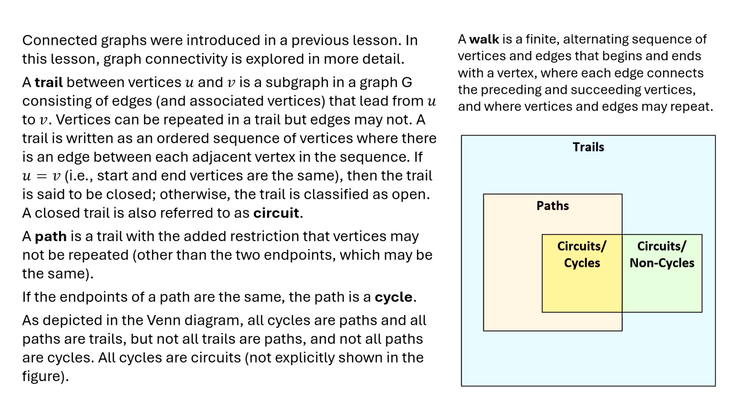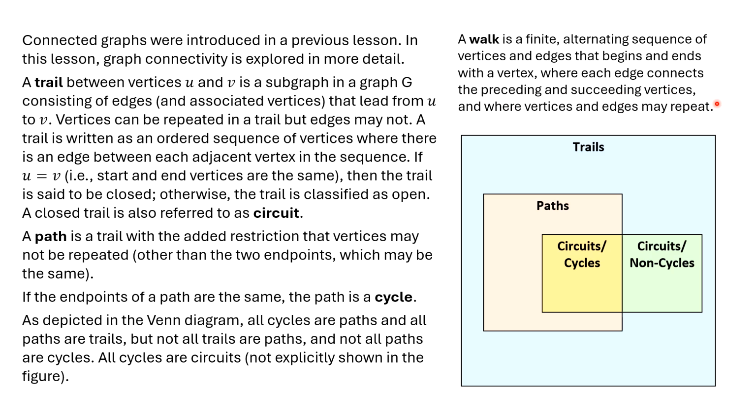What I want to do on this first slide is define some terms, going from the most general to the more specific, with more requirements. So we'll start with a walk. A walk is a finite alternating sequence of vertices and edges. In other words, alternating means you have a vertex and then an edge and then a vertex and then an edge, where each edge connects the preceding and succeeding vertices and where the vertices and edges may repeat.